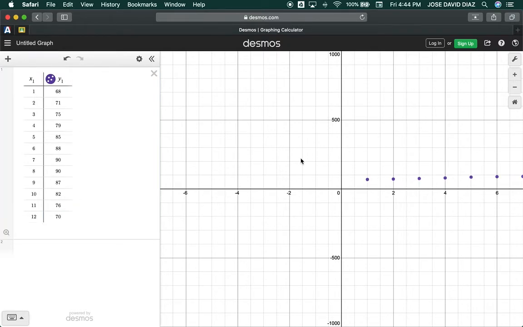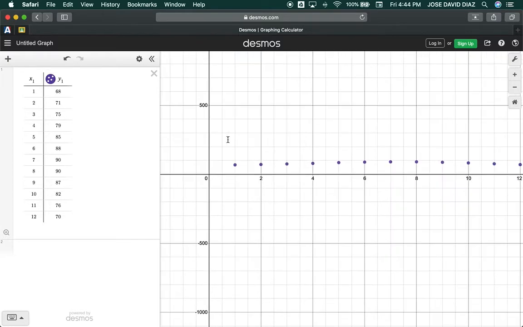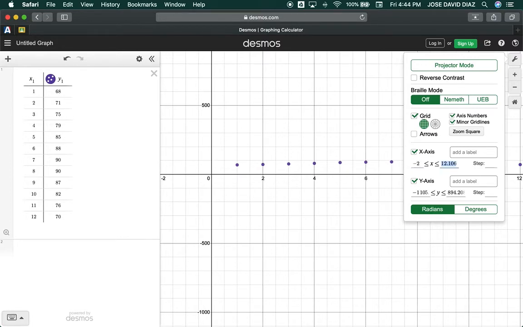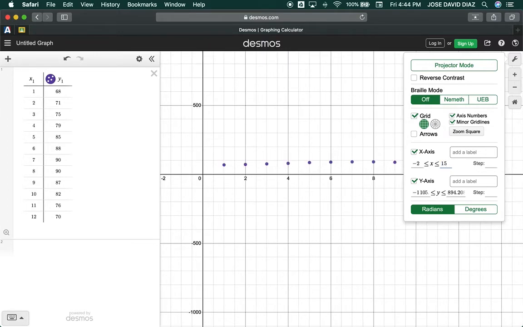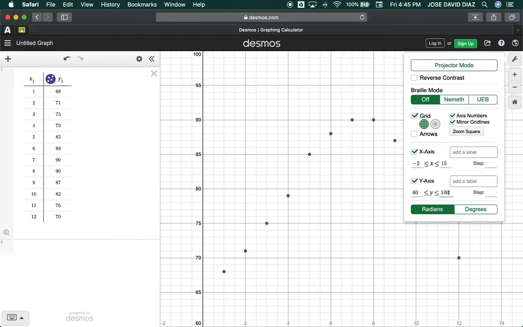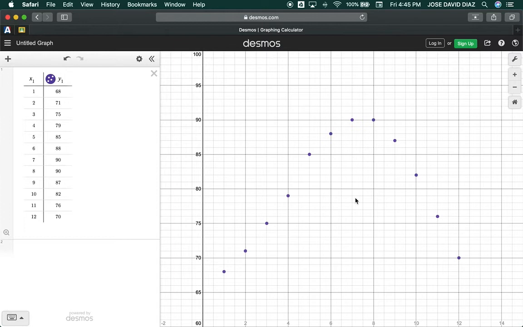And now, the only problem is that we do need to be able to zoom in and out. But in this case, I'm just going to go under here. I know that my smallest y value is 0, so I'm going to type in -2, so I can see it. My largest y value is 12, so I'm going to type in 15. My smallest x value is 68, so I'm going to type in 60. The largest one is 90, so I'm going to type in 100. And that way I can see the entire graph. Now that I've done that, let me change the color. I'll change it to blue.